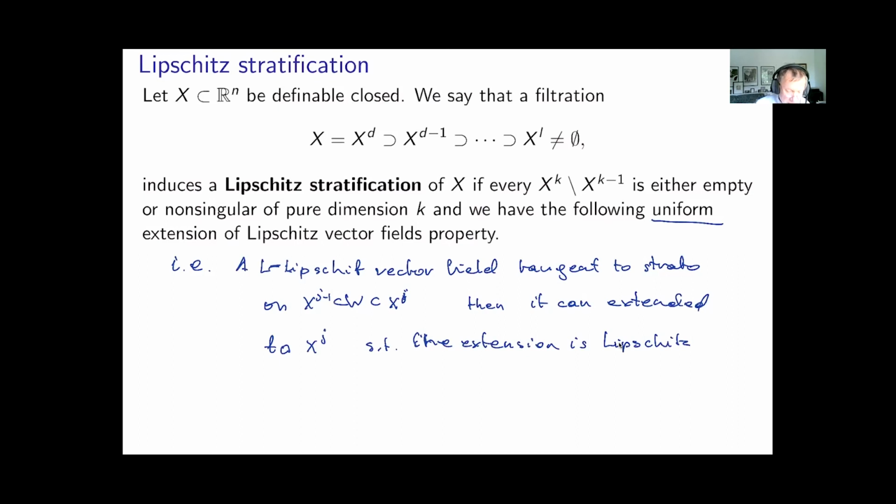And this would be like C times L, Lipschitz vector field. And there exists C which does not depend on, it depends on your X maybe. I mean, it does not depend on the vector field or the Lipschitz tangent also to strata. This is not the original definition. If I have time, probably not.